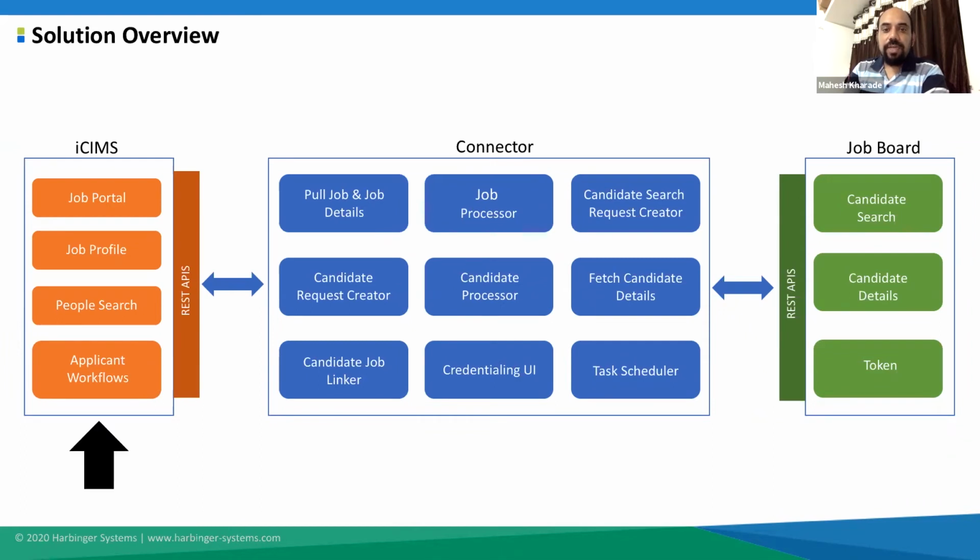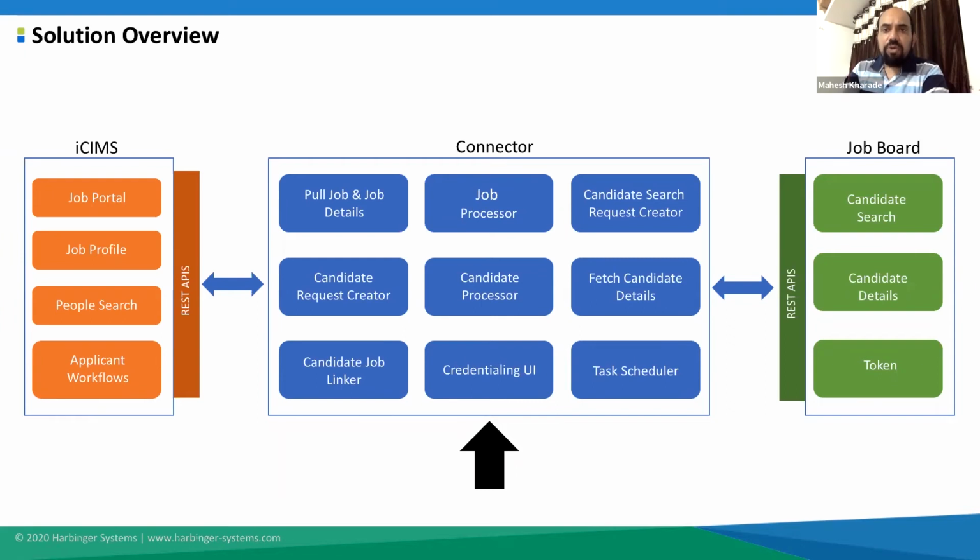The first one is the ATS, where it is iCIMS, which provides a certain set of APIs that are utilized to implement the workflow that we have discussed on the last slide. Next is the job board, which is Monster. There are also certain sets of APIs that are used to support the required functionality. And then the central piece, which is the connector, which makes this data transfer happen.